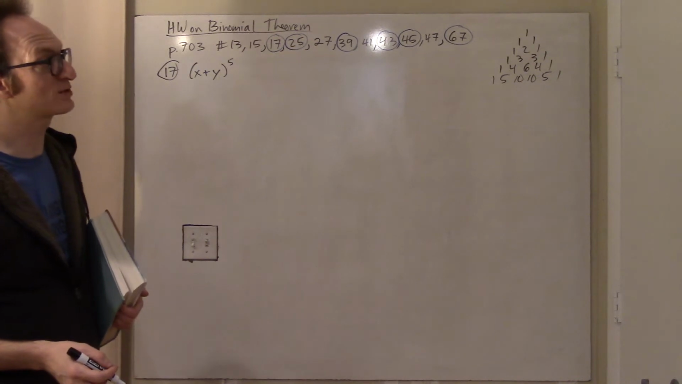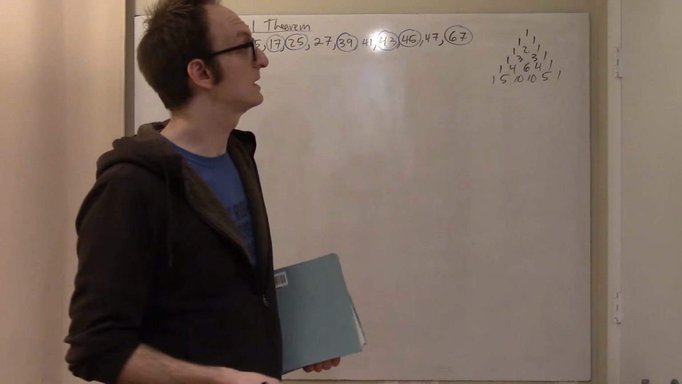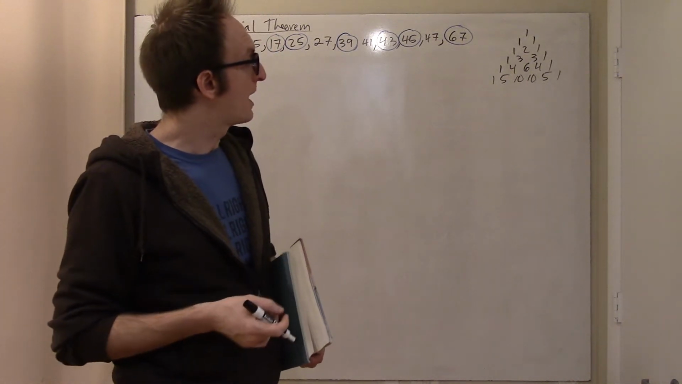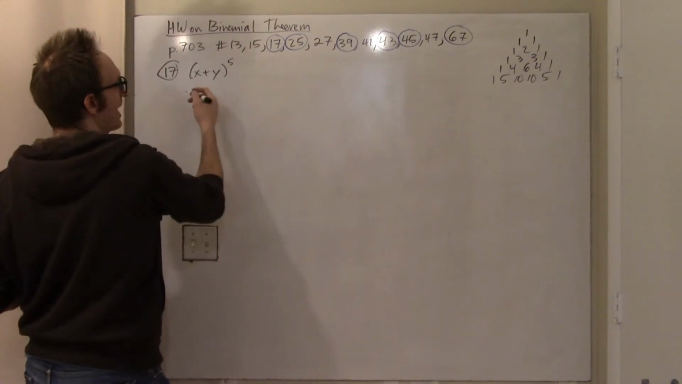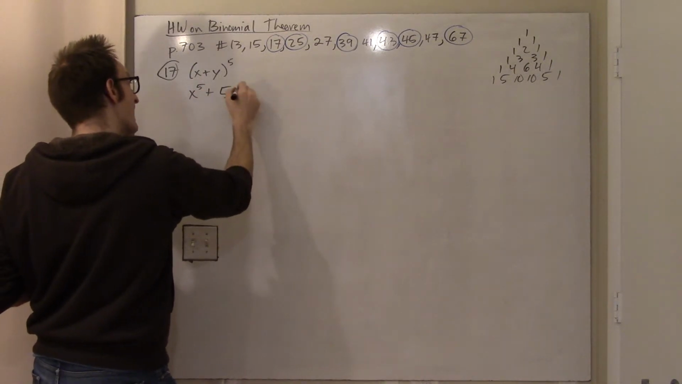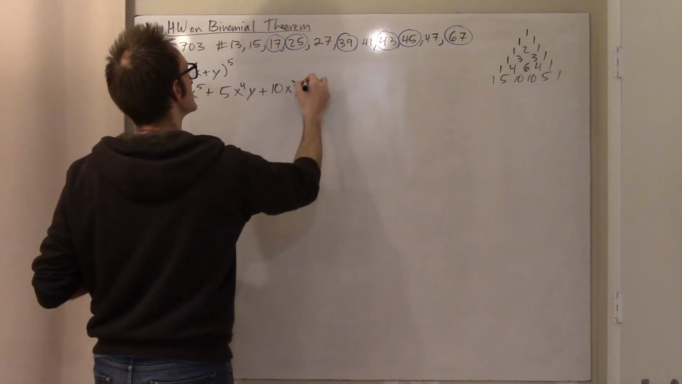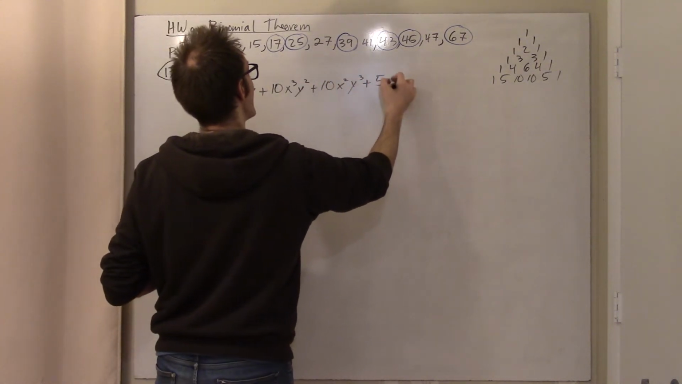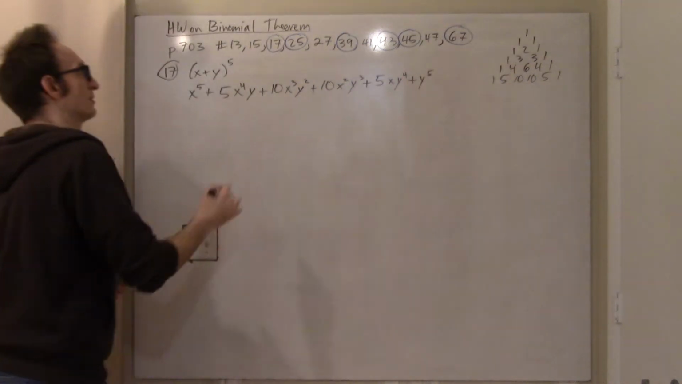Pascal's triangle gives you the coefficients of the binomial theorem, and go watch the previous video if you don't understand why. So there they are: 1, 5, 10, 10, 5, 1. I just kind of know that now. So what's the answer? It's x to the fifth plus 5x to the fourth y plus 10x cubed y squared plus 10x squared y cubed plus 5x y to the fourth plus y to the fifth. Done.